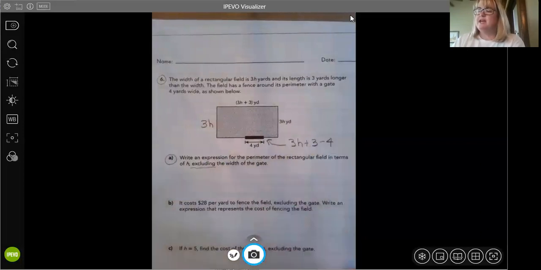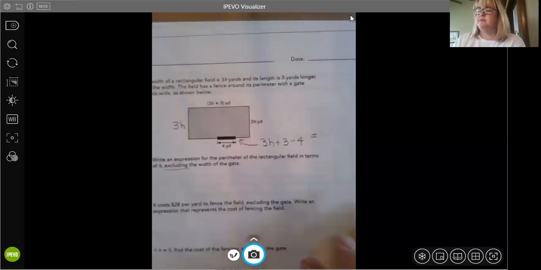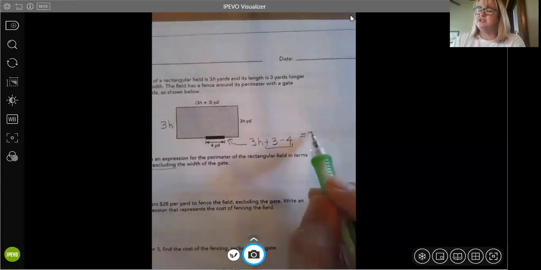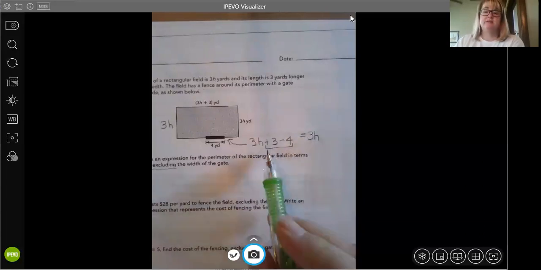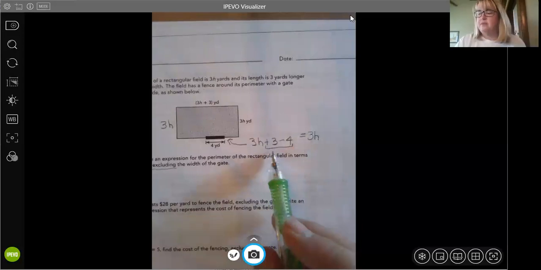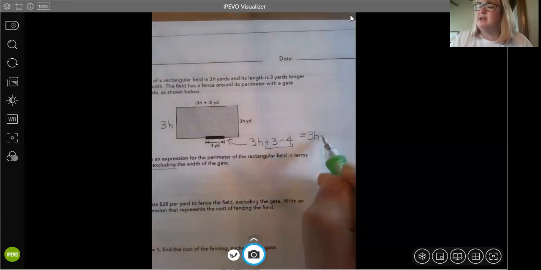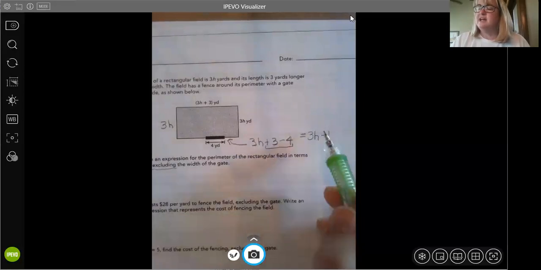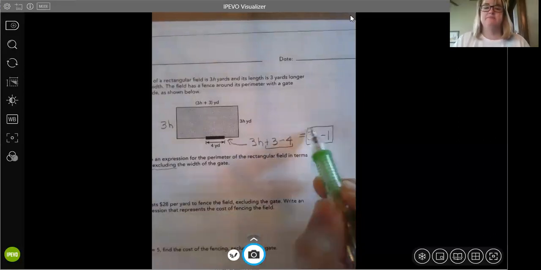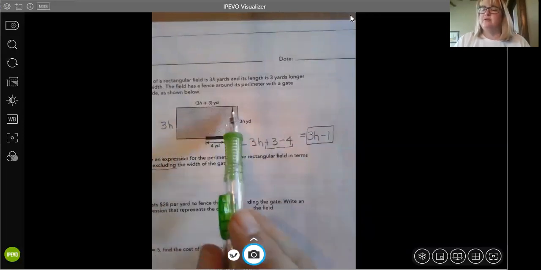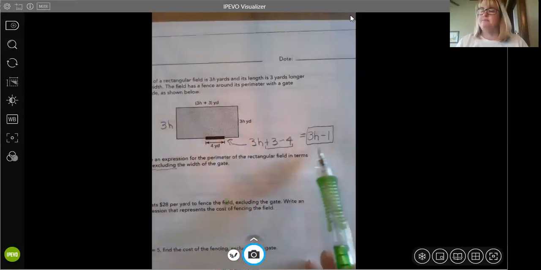Okay? So if you were to combine like terms, I don't know if we've done one like this. We've got 3h, but you got a positive 3, excuse me, and a negative 4. Well, think about our number line. If you take 3 and you subtract 4, you go back 4 spaces, you would end up at negative 1. So this side is 3h minus 1. So we've got 3h, 3h plus 3, 3h, and then 3h minus 1.